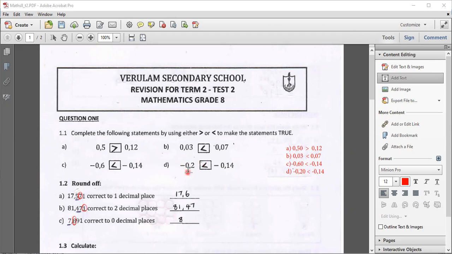And D, 0,2 and 0,14, both negatives. So to 2 decimal places, we're looking at negative 20 is less than negative 14.